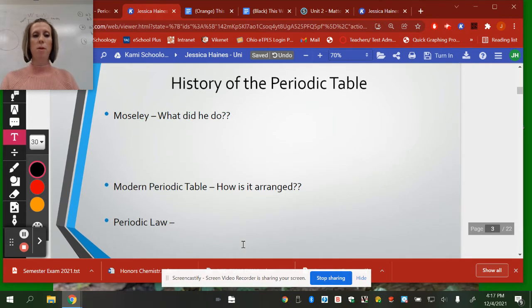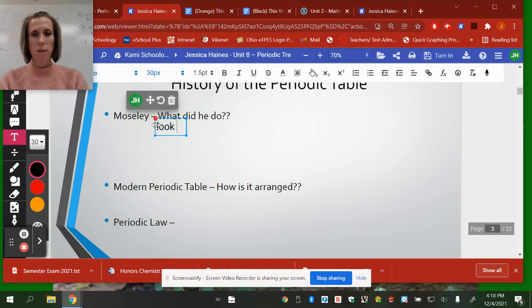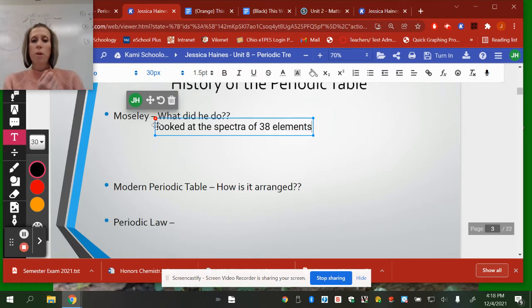So the next guy that came along, Moseley, studied a little bit more about it. He looked at the spectra of 38 elements. And from the spectra of 38 elements, he placed them on the periodic table and found out that periodic tables should not be ordered by increasing atomic mass. He found better trends in the elements when they were ordered in increasing atomic number, which we know is the number of protons.